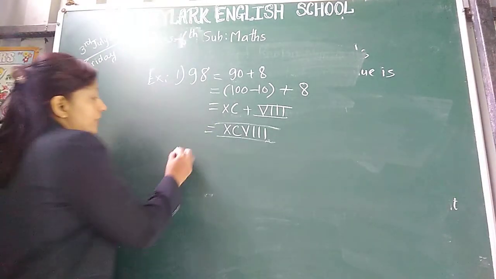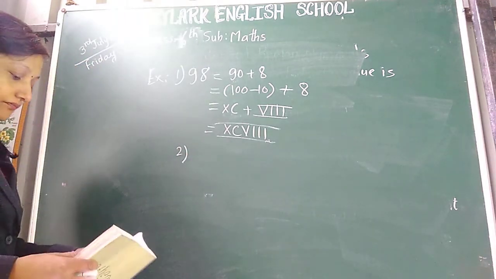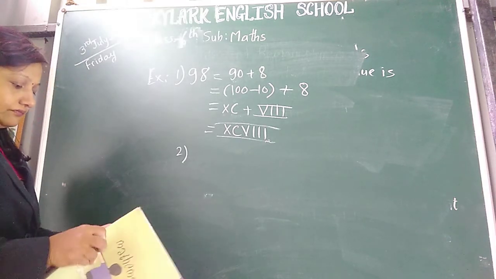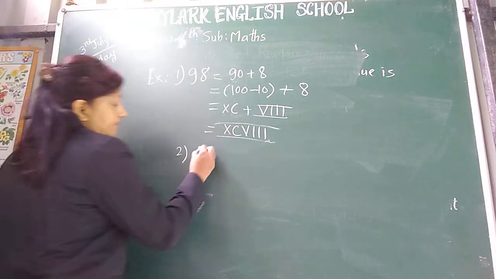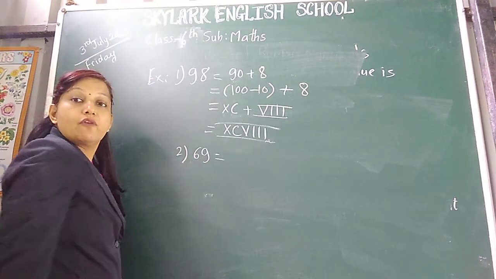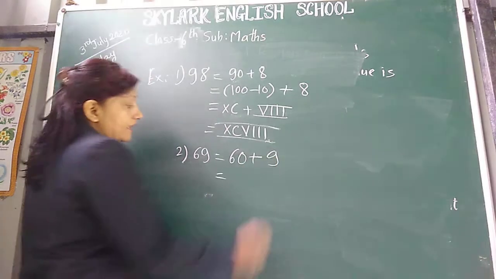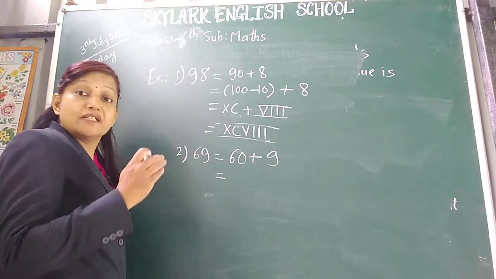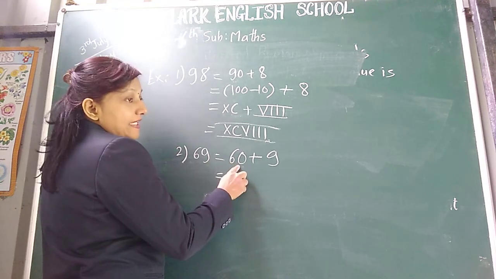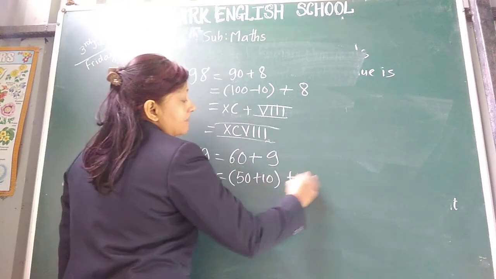Have you understood? Okay, now we will take another example. Suppose the next number is 69. So what is the expanded form of 69? It is 60 plus 9. Okay. Now 60, there is no direct numeral for 60. So what do we have to add? This 60 can be 50 plus 10, and plus 9.